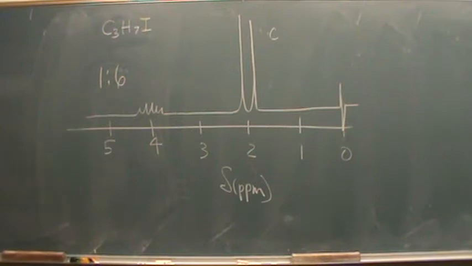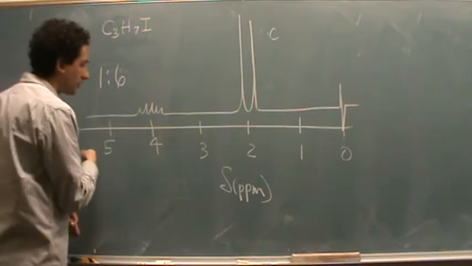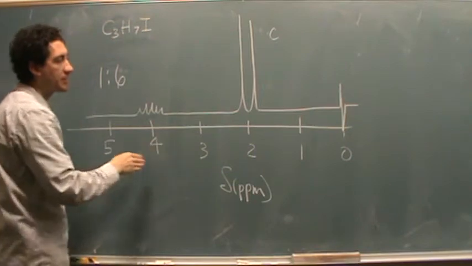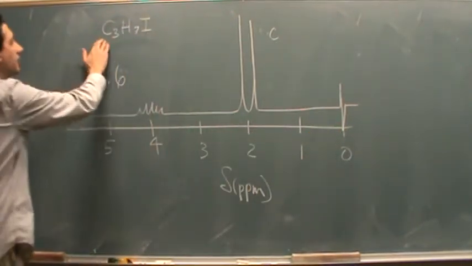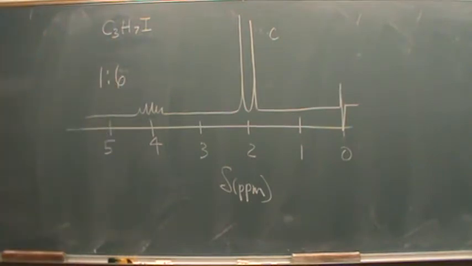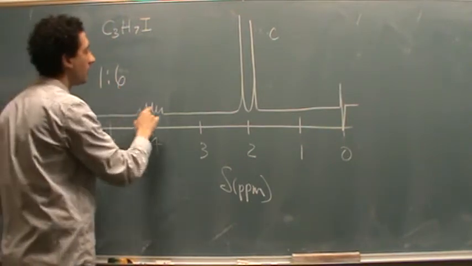We've got an NMR example here, going from 0 up to 5 in this case. This is delta. This is just your marker here, the standard. And here's the molecule we're working with. We just don't have the structure, okay? And we have the integration of 1 to 6.